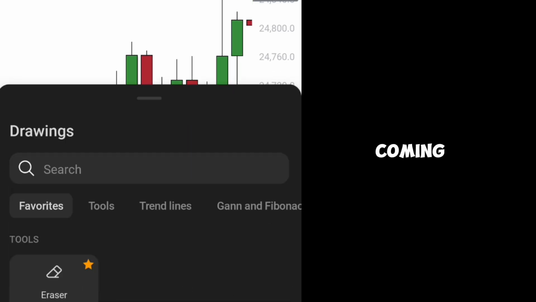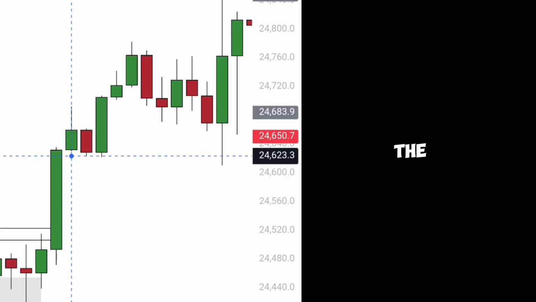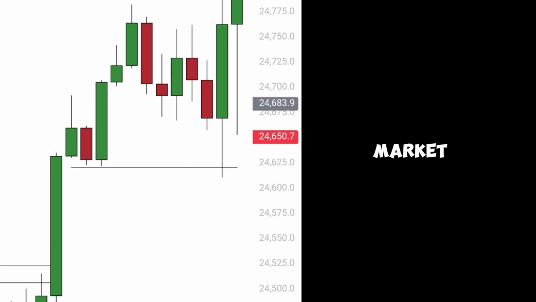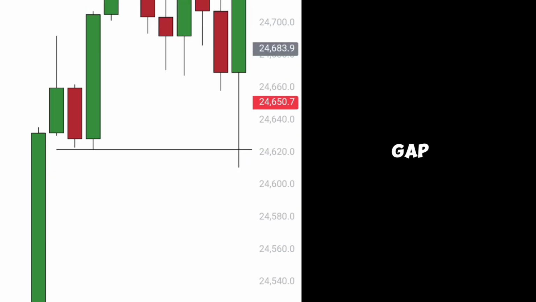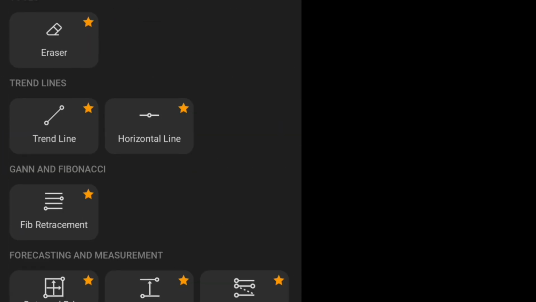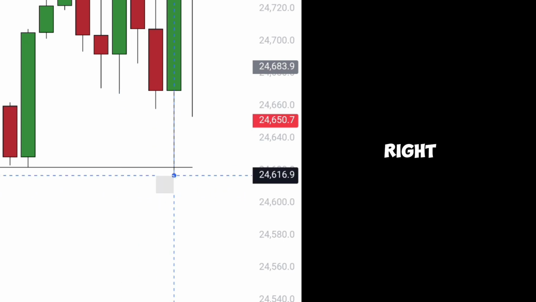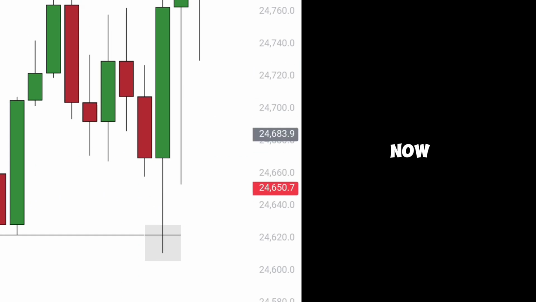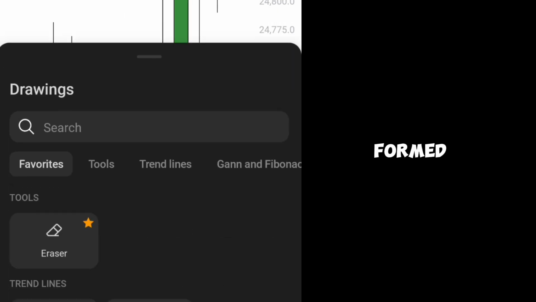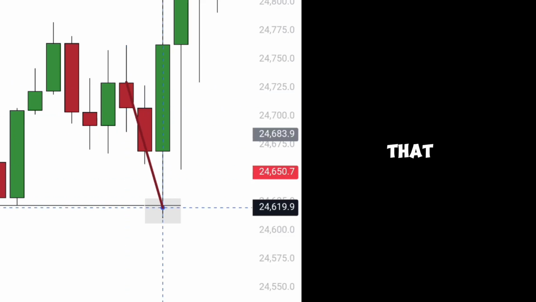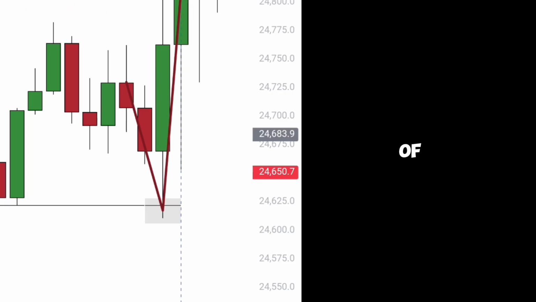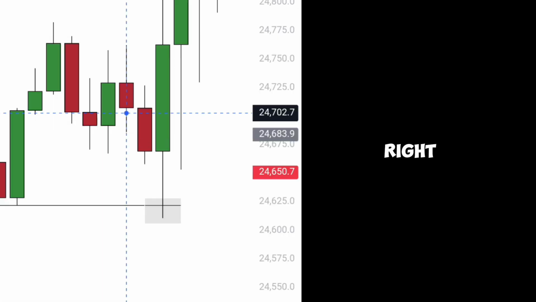the market coming. This is the 30-minute time frame. We had the market taking out liquidity slightly and got into a gap from this low. Now, what candle formed that low? This was the candle that formed that low. So we want to see that the market breaks out of it. In this case, we see the market breaks out of it at this point right here.